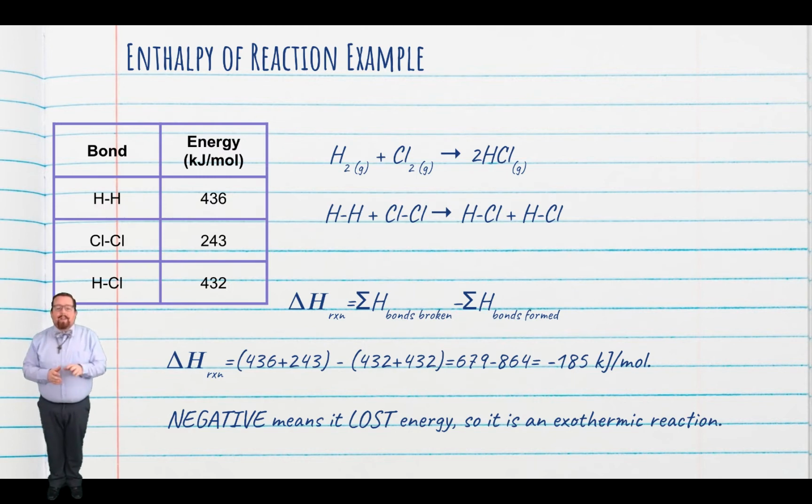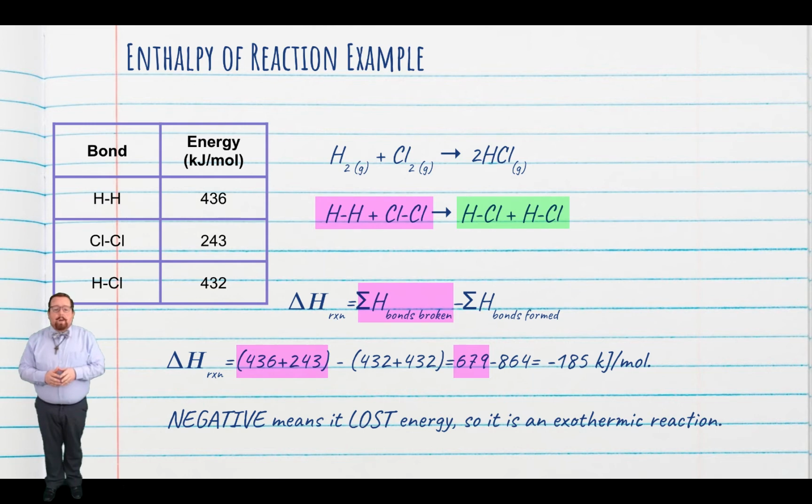Say we want to figure out whether the reaction between hydrogen gas and chlorine gas to create hydrochloric acid is endo or exothermic. First, we need to write the reaction in a way that shows us where the bonds are. You also need to look at a chart of bond energies. The bonds that will be broken in this reaction are one hydrogen-hydrogen bond and one chlorine-chlorine bond. The energy of a hydrogen-hydrogen bond is 436 kilojoules per mole, and the energy of a chlorine-chlorine bond is 243 kilojoules per mole. Added together, our total energy of the bonds broken is 679 kilojoules per mole.